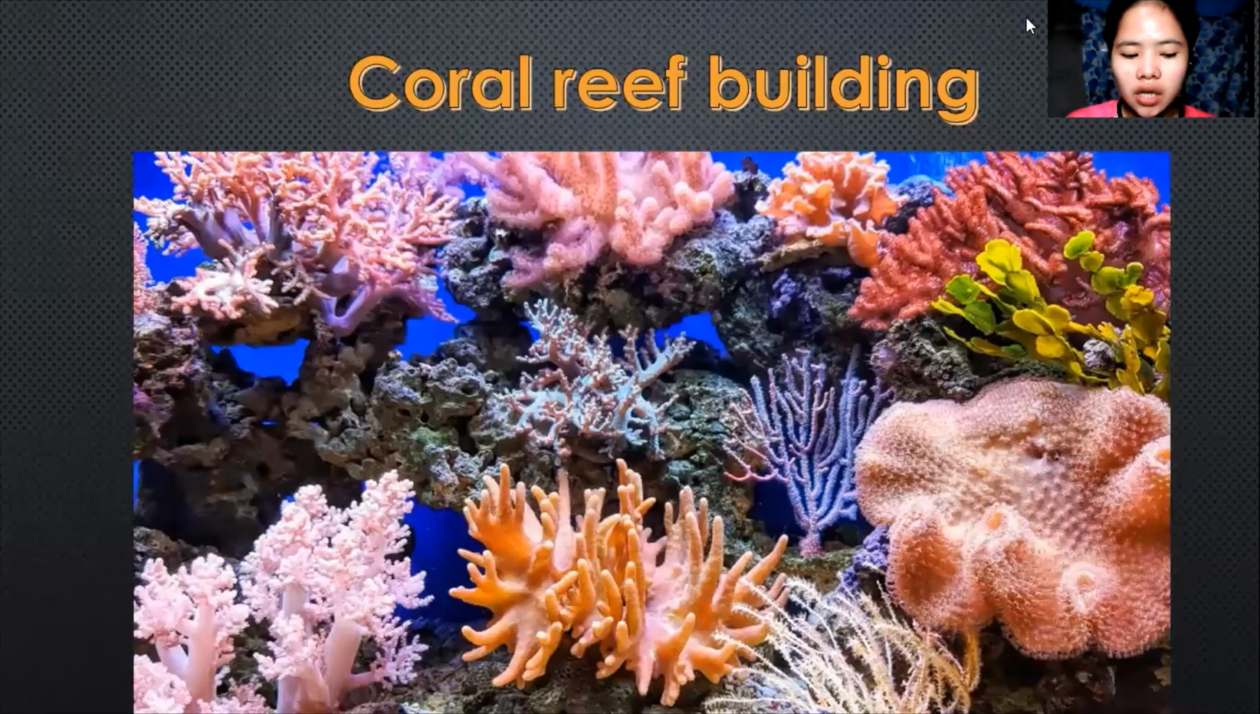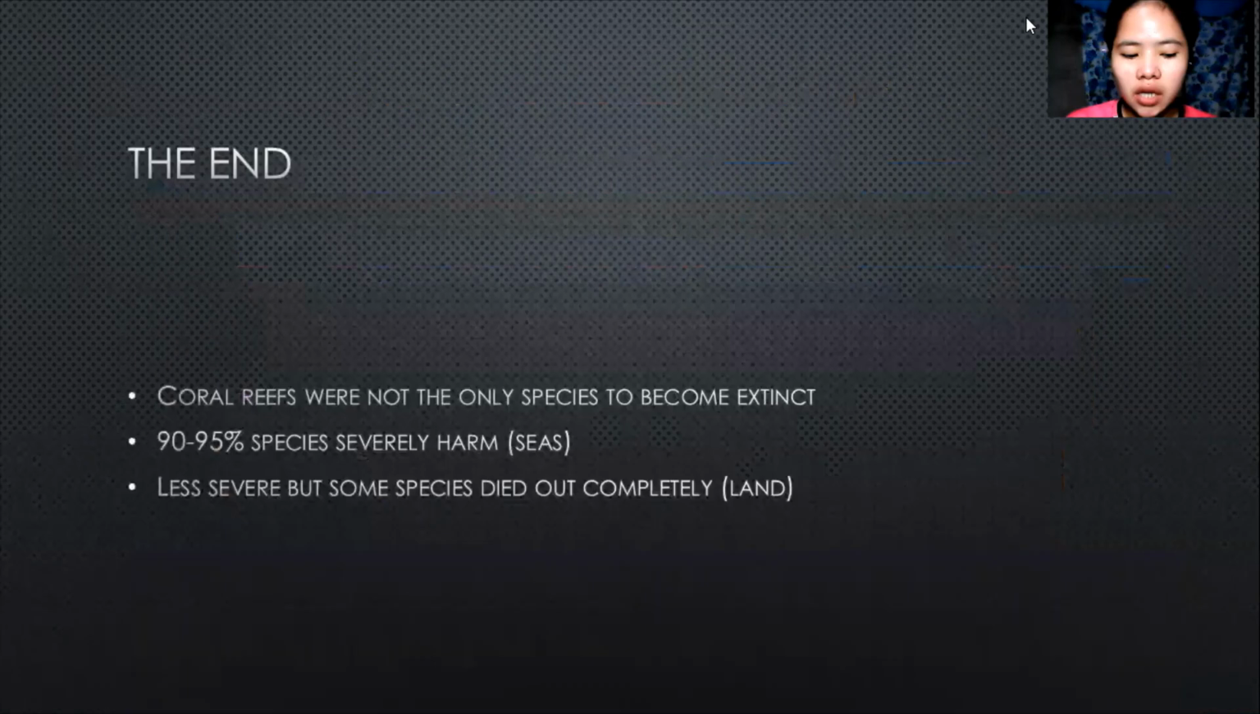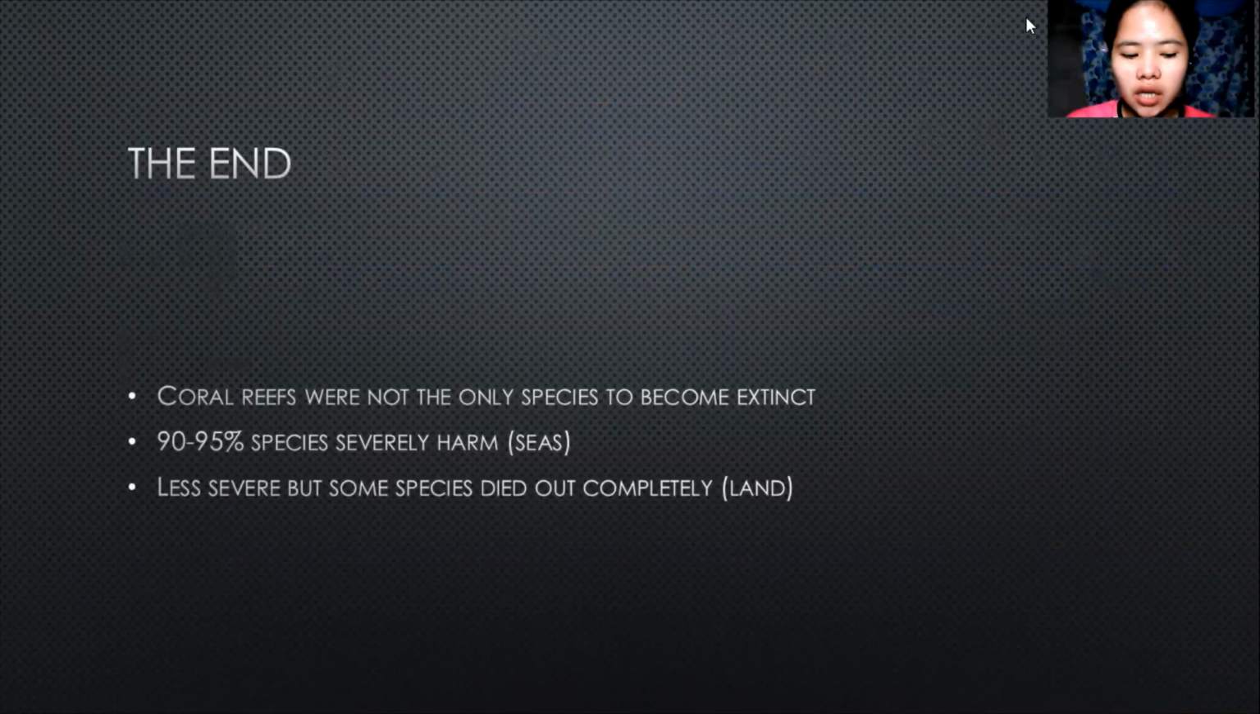So also during this time of the Permian, di ba may period na nag-stop ang building of coral reefs, but coral reefs began to reproduce again. So this is the last, kumbaga, changes during the Permian period. So every period ends. Kasi hindi nag-end yung period, hindi mag-occur din yung Mesozoic and the Cenozoic era. So at the end of Permian, coral reefs were not the only species to become extinct. Even though the corals grew again, at the end of the day, they died again.